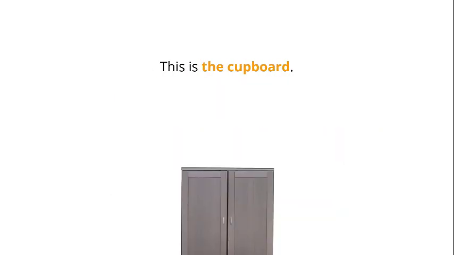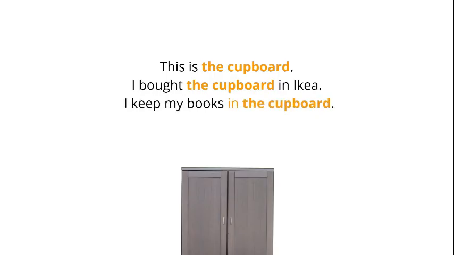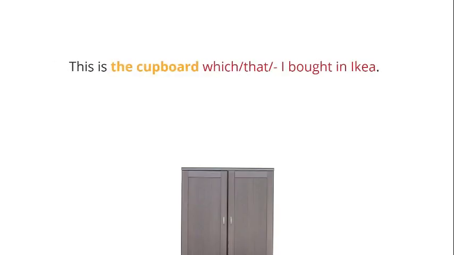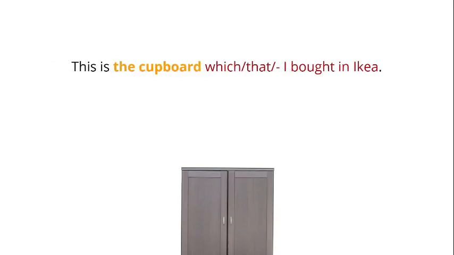Here's another example. If I talk about a cupboard, you might think a cupboard is just an object. I bought the cupboard in IKEA. You see, it's just an object. But if I keep my books in the cupboard, then the cupboard suddenly is a place. So I might have sentences like, this is the cupboard which I bought in IKEA, or that I bought in IKEA, or I bought in IKEA.